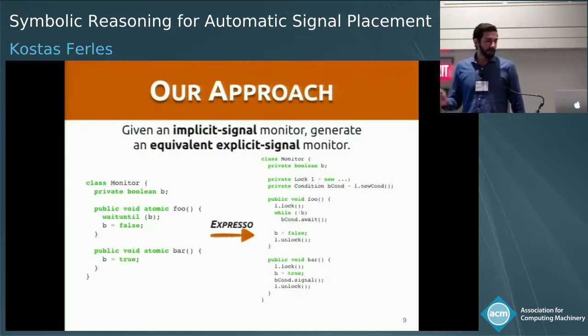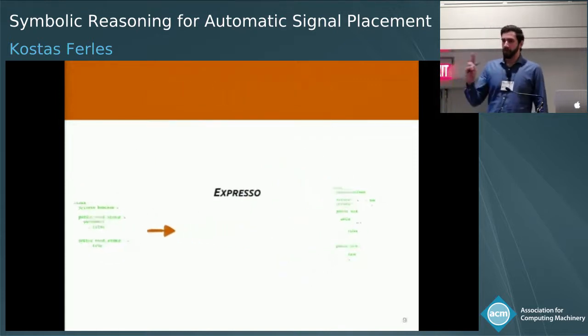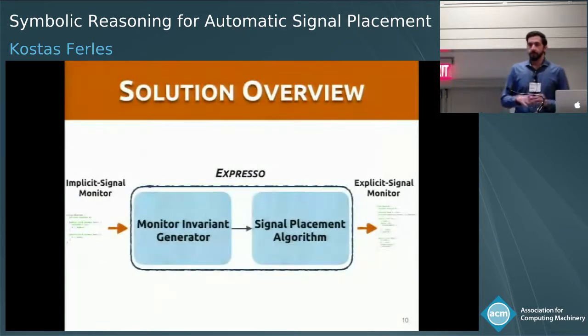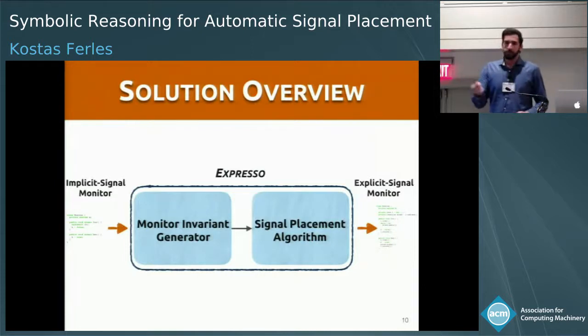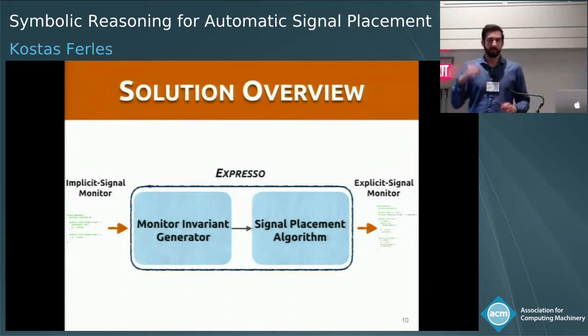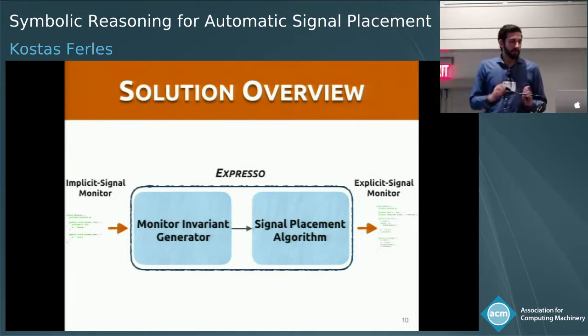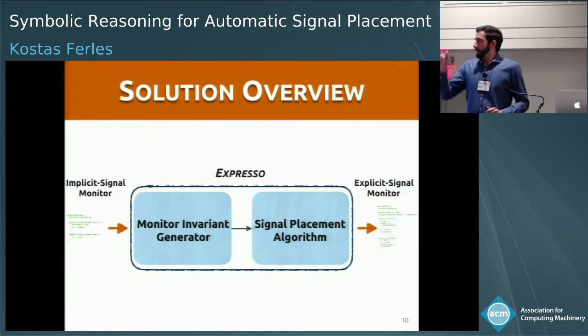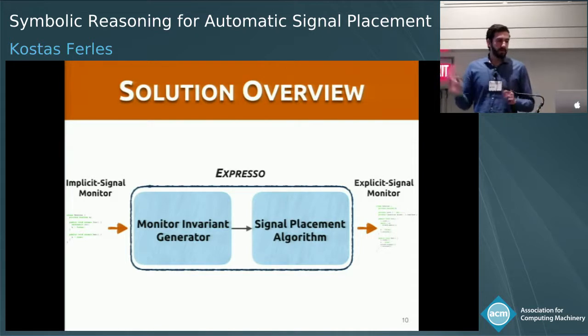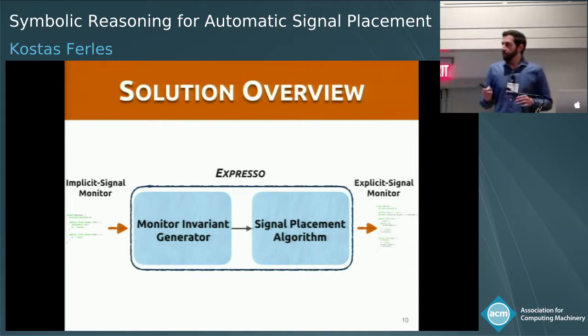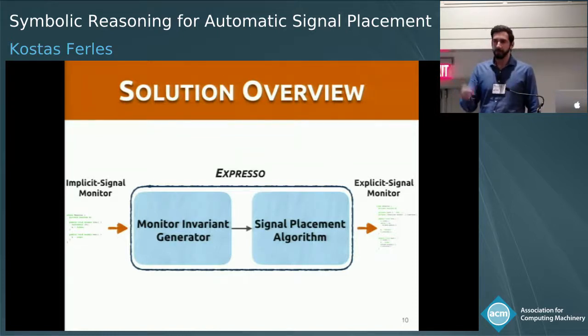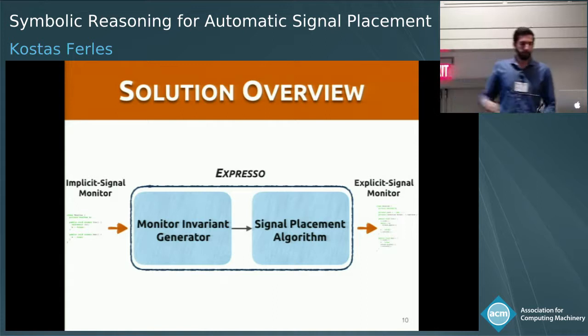On a very high level, Espresso consists of two concrete steps. It's first going to infer what is called a monitor invariant over the input implicit signal monitor, and then it's going to pass both the monitor invariant and the monitor to our signal placement algorithm, which is going to infer all the places and the type of signaling operation necessary in order to produce the explicit signal monitor at the output.